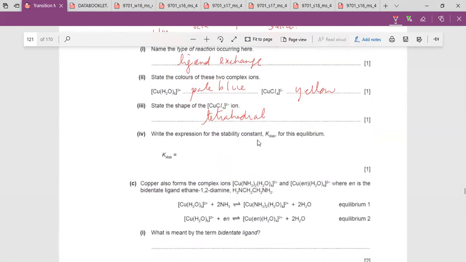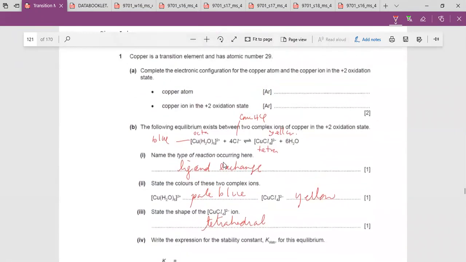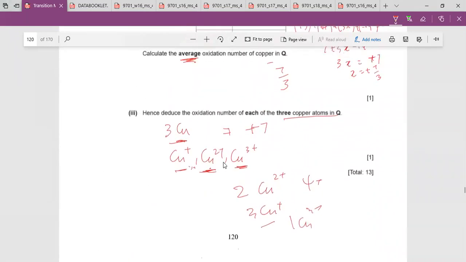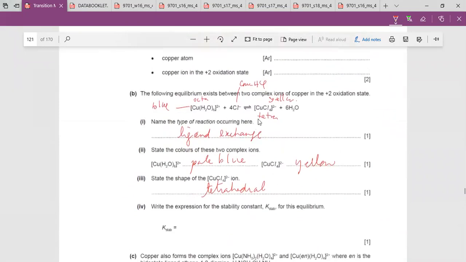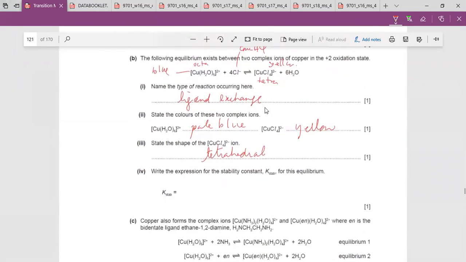Write the expression for the equilibrium constant, for example, so simple. But remember you don't put the water. Right here, don't put the water inside. So which means here we've got what?